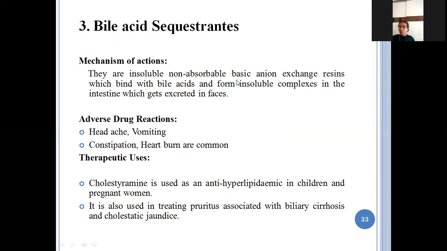I will explain the mechanism of action. These are insoluble and non-absorbable basic anion exchange resins which bind with the bile acid. This drug binds with the bile acids and forms insoluble complexes in the intestine, and gets excreted in the feces without dissolving in the body.